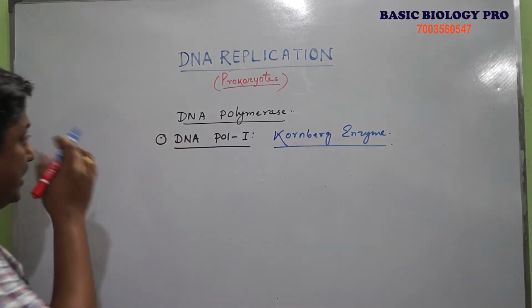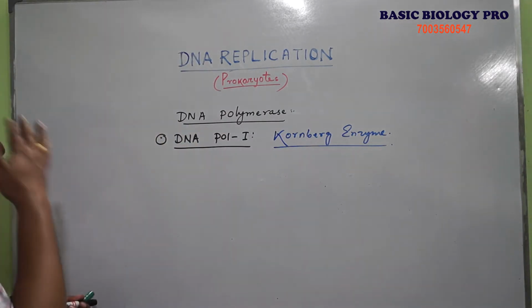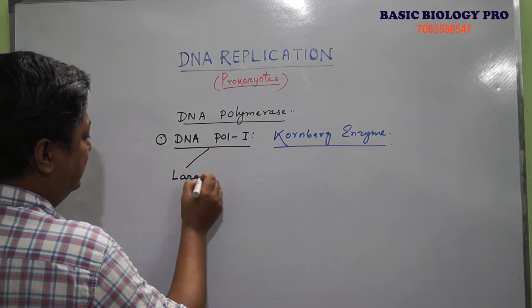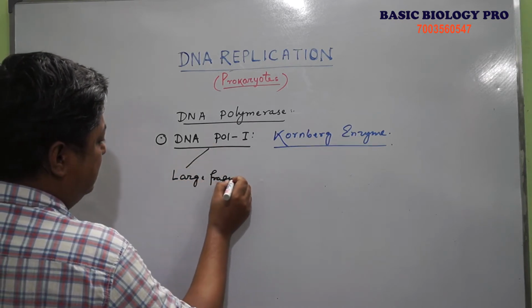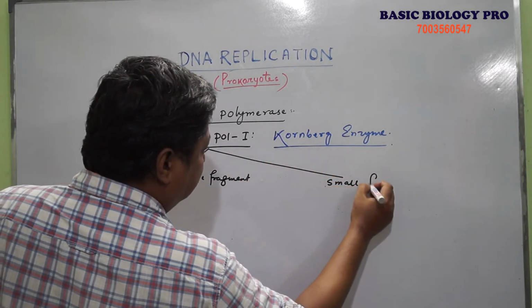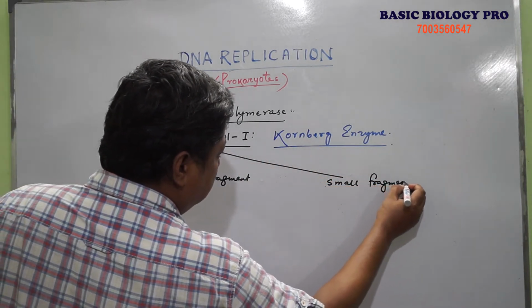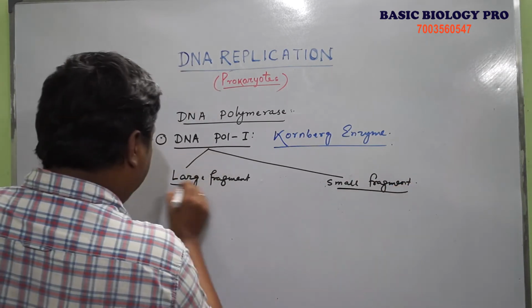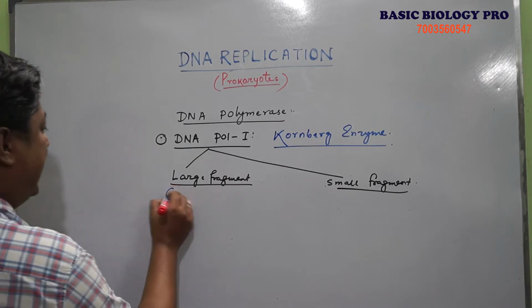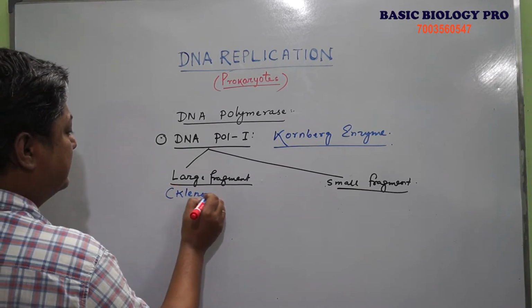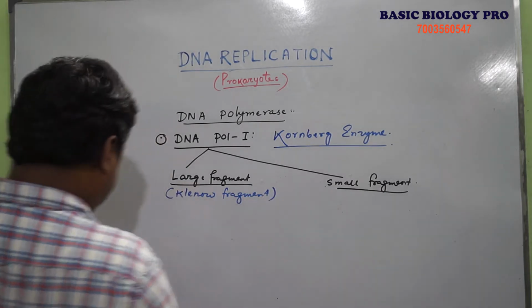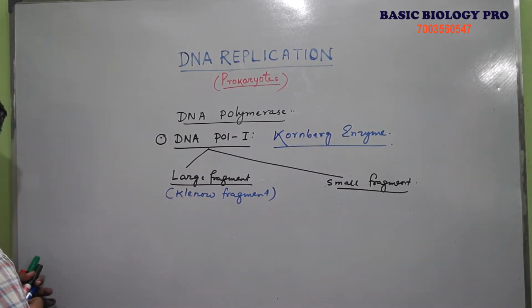And this DNA polymerase consists of 2 subunits. One is called the large fragment and another is called the small fragment. Now the large fragment is also known as the Klenow fragment, and it has 2 major functions.